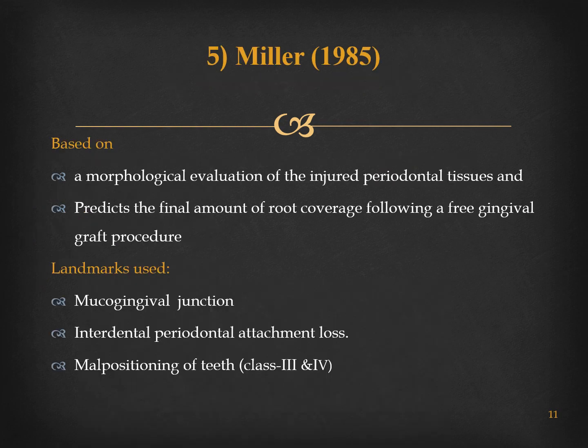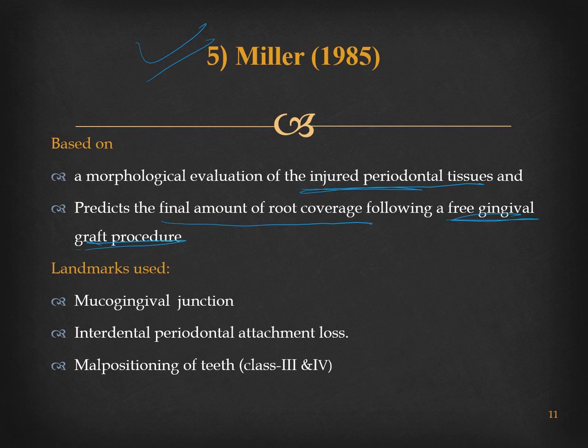Next, this is the most widely used classification till date, which was given by Miller in 1985, though it has got several limitations also. We will talk about the limitations in the later part of this video. But first we will see what is actually this classification about. First of all, it is based on the morphological evaluation of the injured periodontal tissue, okay, and it predicts the final amount of root coverage following the free gingival graft procedure.